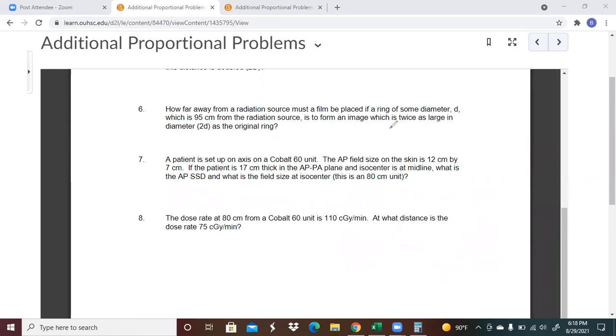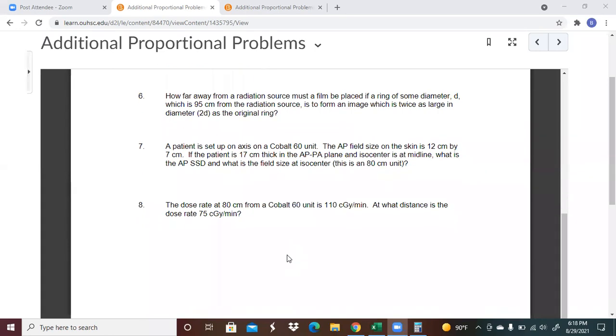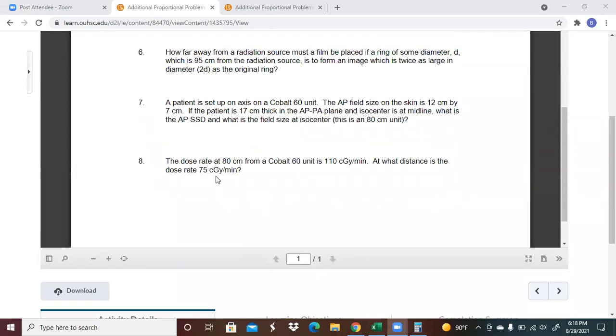So let's clear all of that out. Go down to the last problem here. The dose rate at 80 cm from a cobalt 60 unit is 110. At what distance is the dose rate 75? So again, we're back to dose rate. Yay. So how do we write this out? Our dose rate, we know 110 over 75. And again, dose rates per minute.